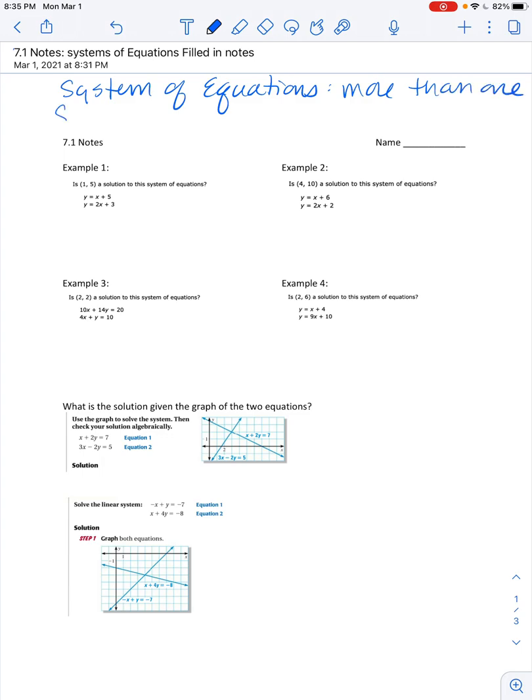And what you're going to be looking for, like always in math, is a solution. A system of equations is more than one equation, but it's also more than one variable. And so a solution is going to be an XY pair, or an XY coordinate pair, that makes both equations true.